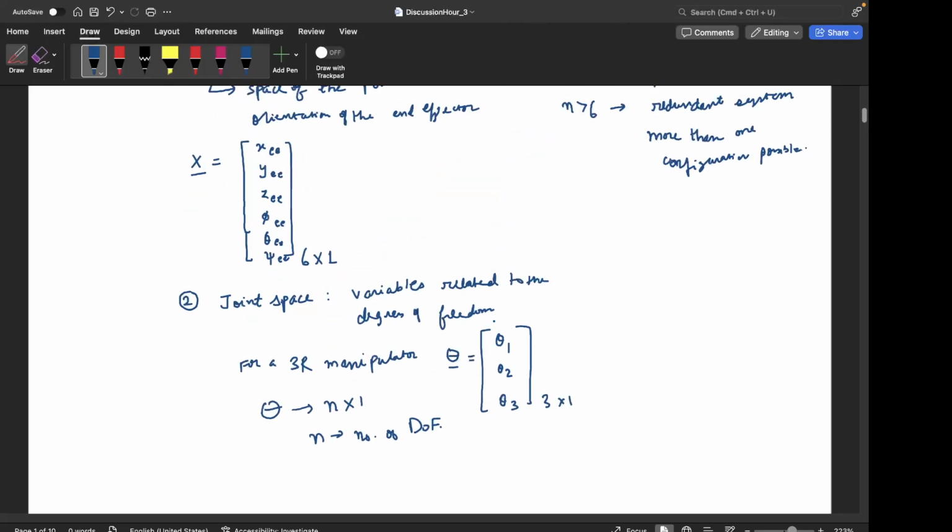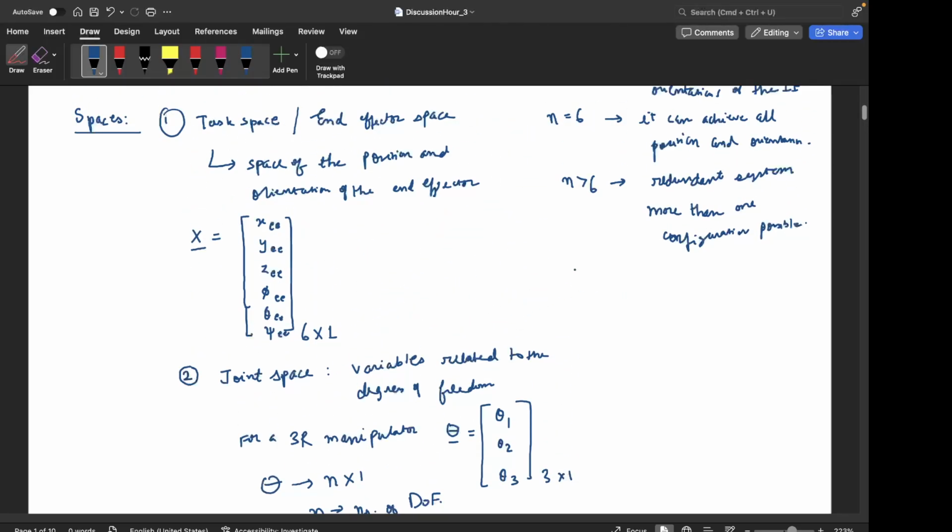All right, so these are the two spaces, and what we had seen last week is that we have the task space variables and the joint space variables, and we are going back and forth between them, right?